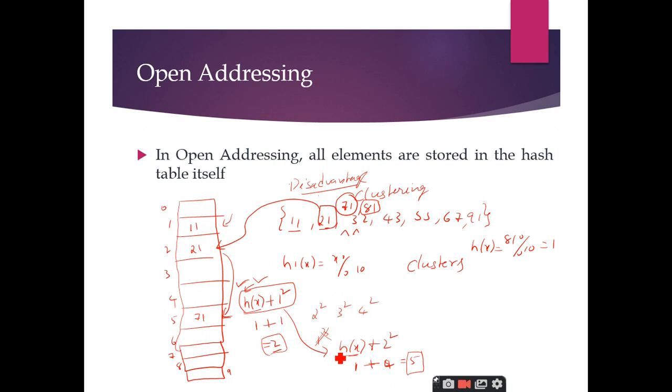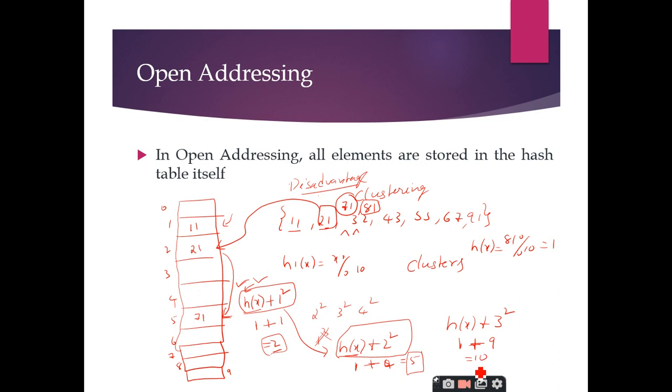Again I have a collision. Now I calculate the value of the index or key by making use of h of x plus 2 square. Here again I have a collision. Why? Because 71 is already occupied at this location 5. Now I have to probe the next location, such that the formula that should be taken is h of x plus 3 square. Now tell me what is the value here? 1 plus 9, that is 10.